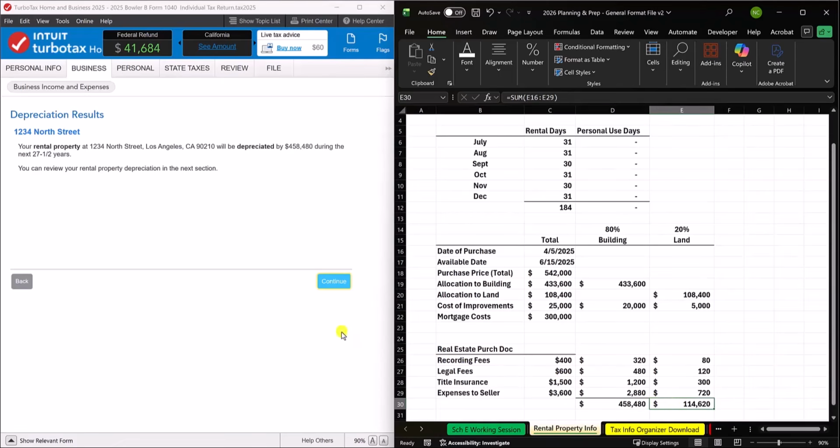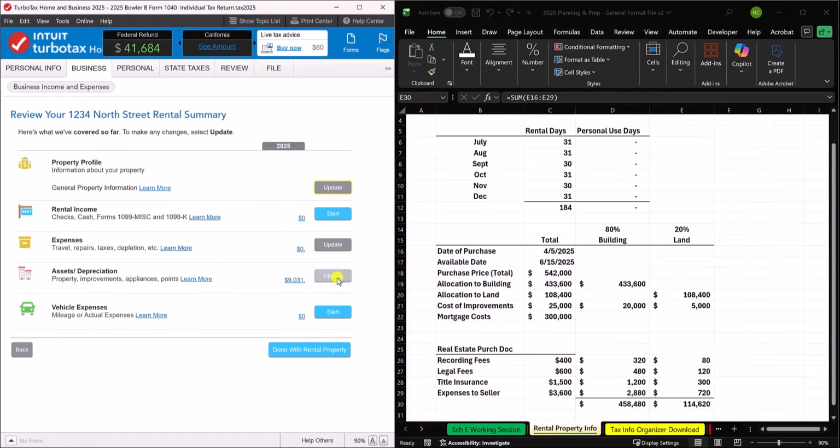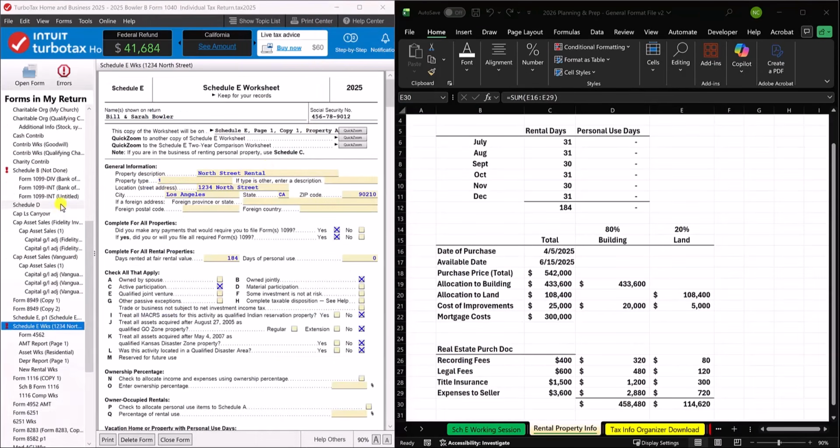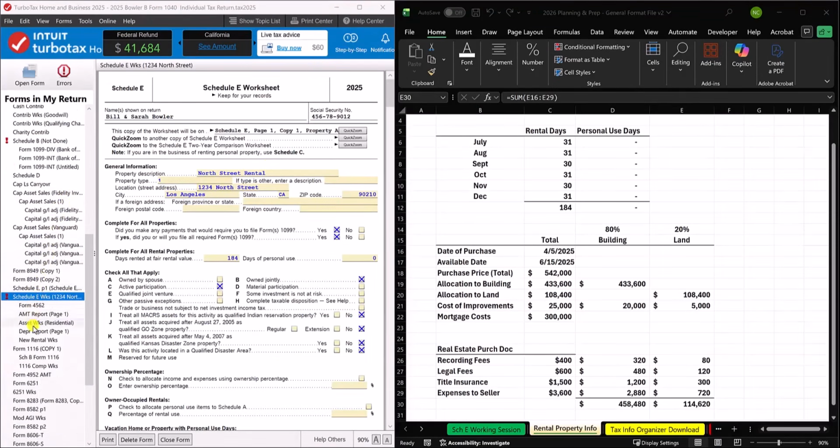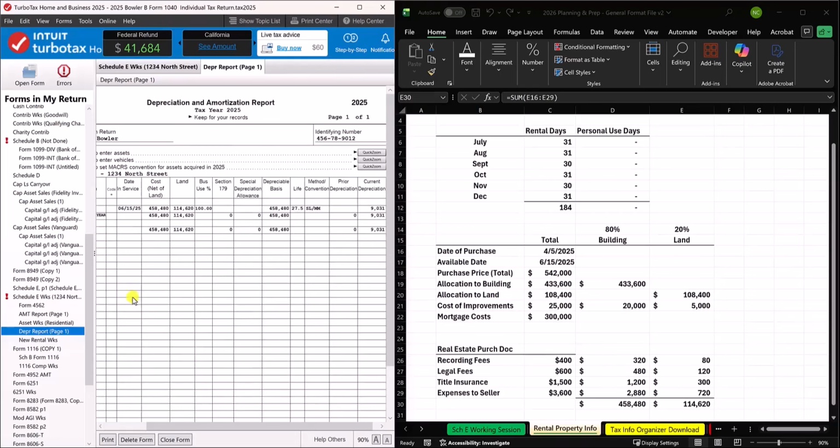In fact, let's go check that right now. I'm going to hit continue right here just to make sure everything is up to date. There's our assets and depreciation section, but let's go to the forms view instead. And then let's go to the depreciation schedule, which is going to be right here. Depreciation report, page 1. Let's make sure that our breakout is as we expect it to be.